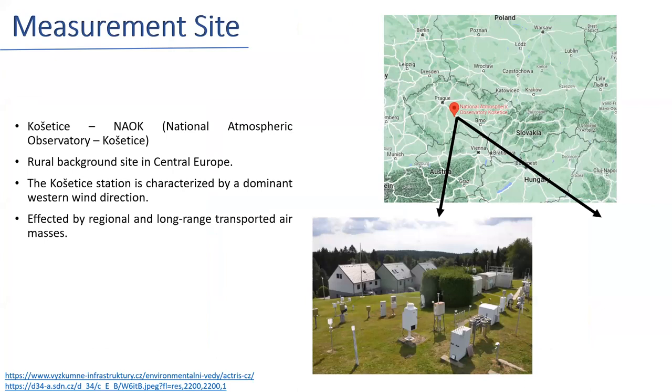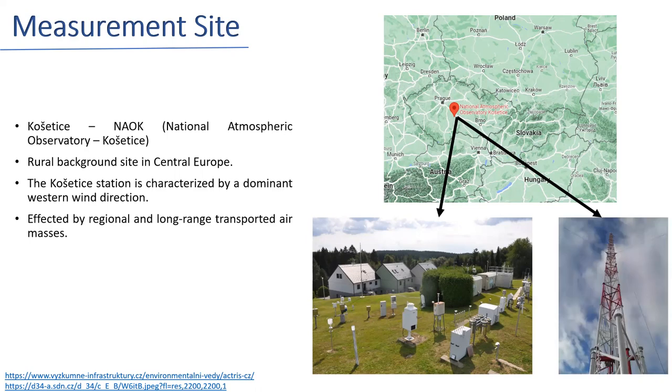My measurement site was the National Atmospheric Observatory at Košetice. It represents a rural background site in Central Europe. This site is dominated by western winds, so we can have long range transport of black carbon aerosols as well. It also represents the regional and long range transport of air masses. And this is the tower, and I measured around 100 meters away along this tower.